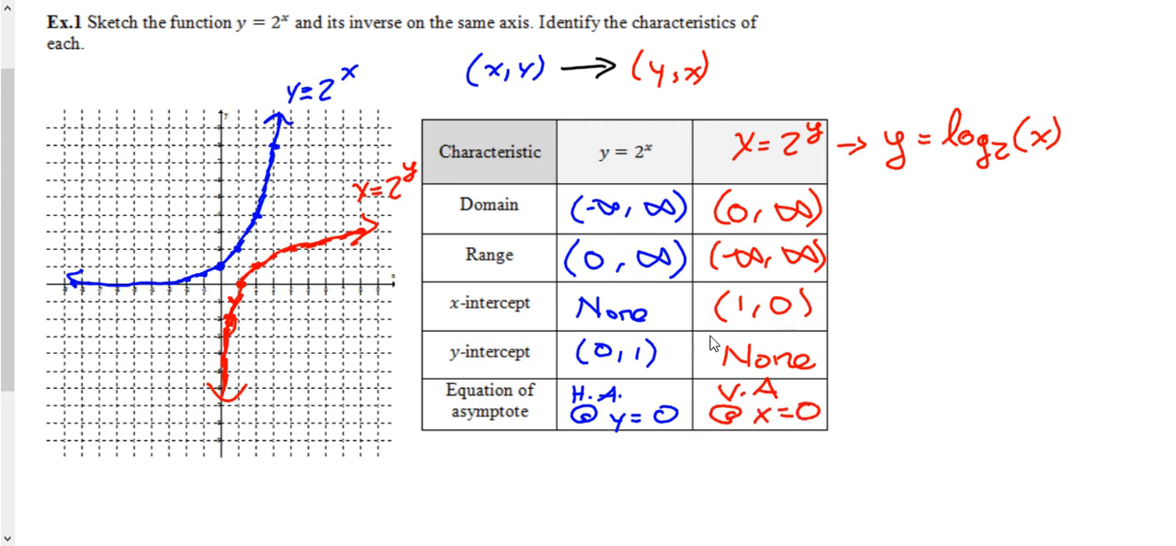If you take a look at all their characteristics here between the original versus the inverse, on the inverse, everything just switches position. So my domain and range switch positions, my x and y intercepts switch positions, and my asymptote switches position, so from horizontal to vertical.